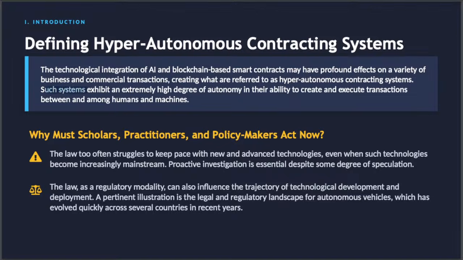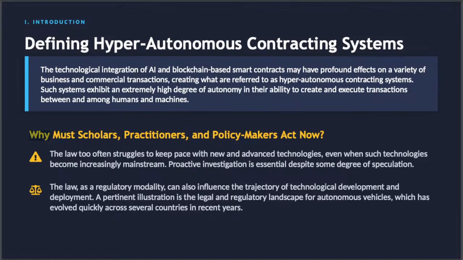See where we are getting here. So such systems, these hyper-autonomous contracting systems, exhibit an extremely high degree of autonomy in their ability to create and execute transactions between and among humans and machines. A high degree, extremely high degree of autonomy. So this is not just no human intervention. What this means is that it could be developing without human intervention into something beyond what the original creators intended or developed. It could be.